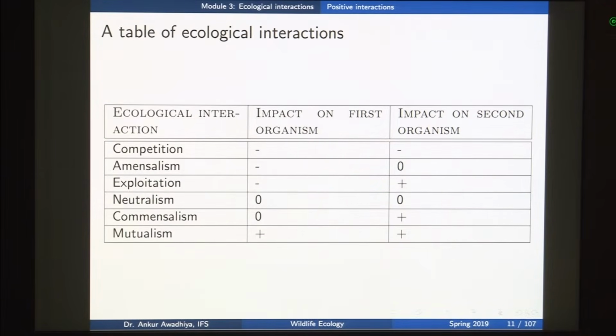So, we have ecological interactions, impact on the first organism and impact on the second organism. Now, in the case of competition, you have a harm to both the organisms. So, here we are having two organisms that are interacting in the ecosystem. If their interaction is in the form of competition, both the organisms are getting harmed. On the other hand, if it is commensalism, then one organism is harmed, whereas there is no impact on the second organism.